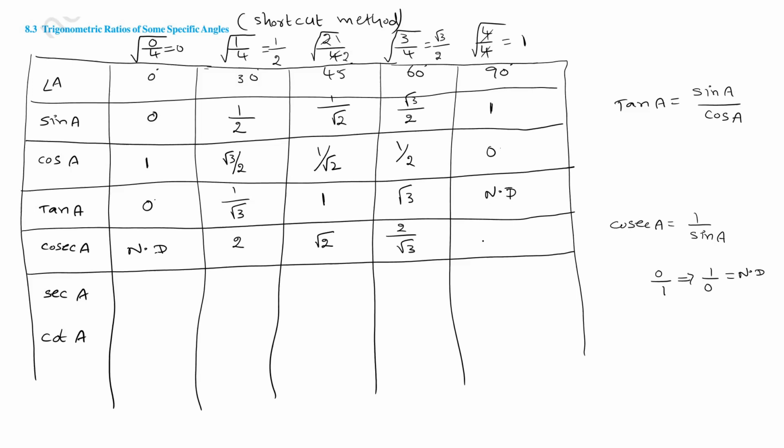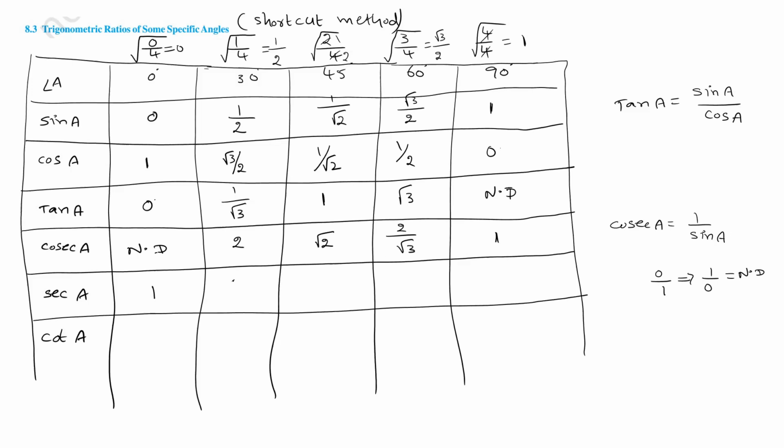Next, cosecant 90. Its reciprocal will be 1 only. So we got the cosecant values here. The next one will be secant. Secant is nothing but the reciprocal of cos, or else if you write the reverse order of cosecant, you will get the same answer here. So reverse order of cosecant means the last number will come first here.